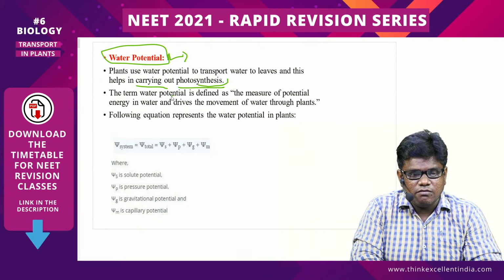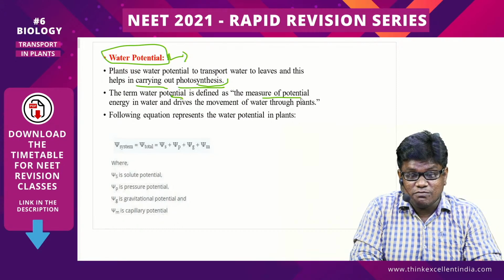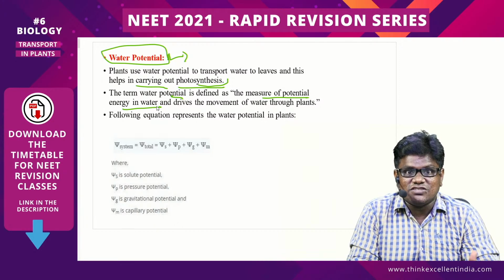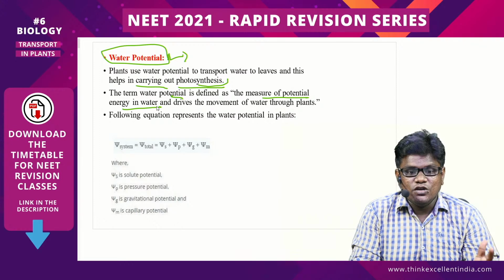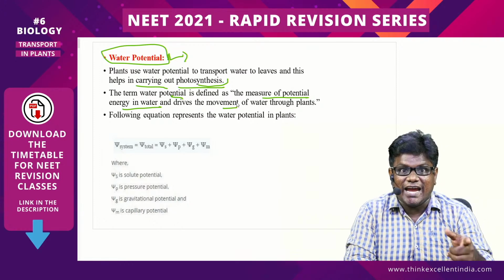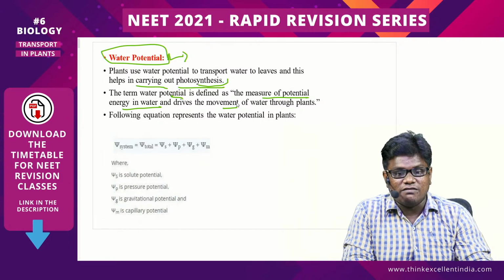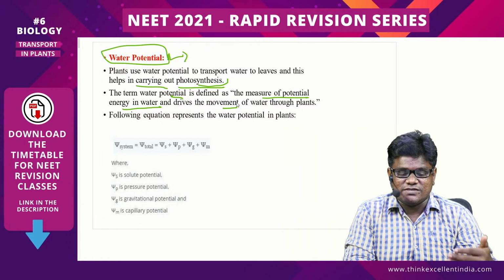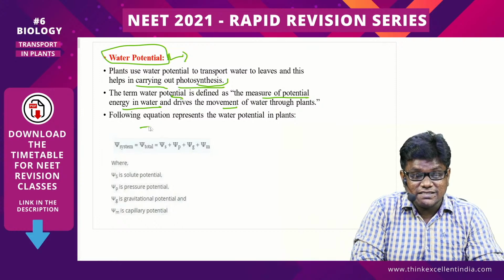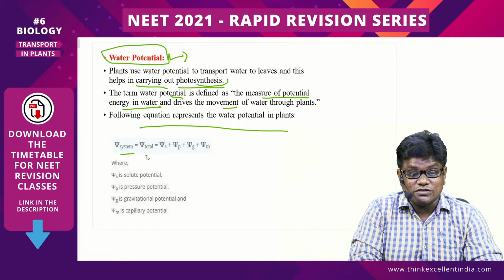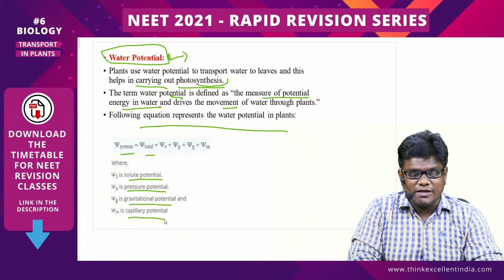Okay, so the term water potential is the measure of potential energy in water. I told you that it's the energy, how much energy the water contains. So that is also important. That will decide the movement of the water from the lower level to the higher level, I mean the root system, stem region and leaf region. And this is the equation which represents the water potential here: psi system is equal to psi total, and this is solute potential, pressure potential, gravitational potential and capillary potential.